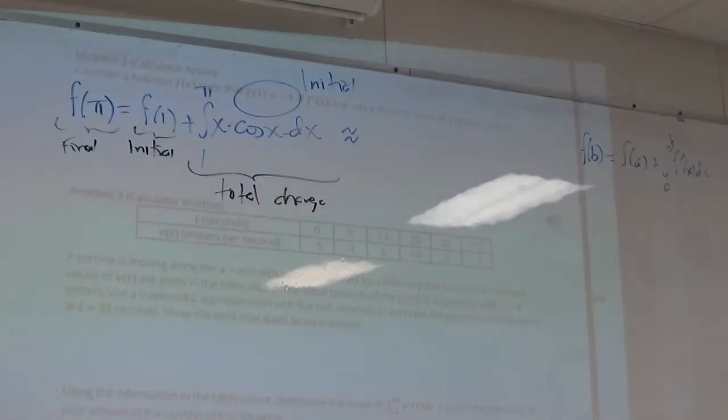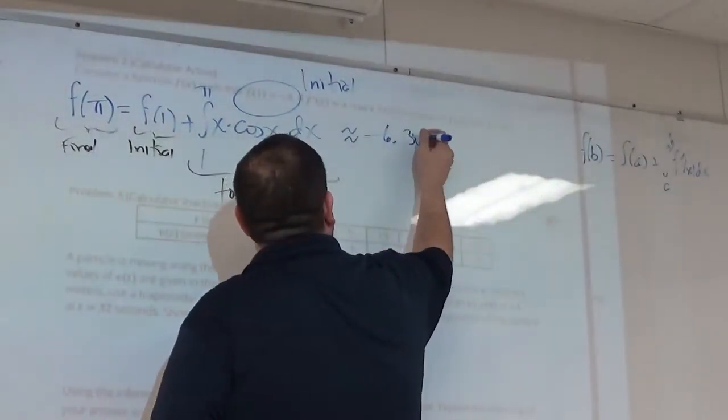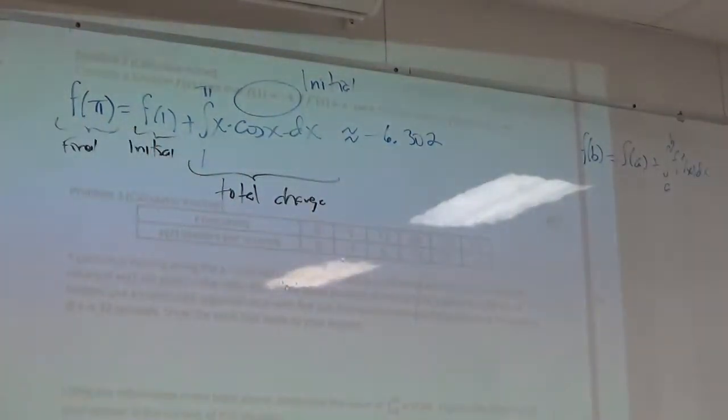What are we getting for a number? Negative 6.3. Negative 6.302. That took a ridiculous amount of time for me to find 3 people that had negative 6.302.